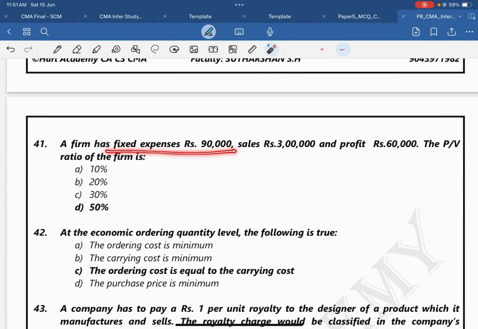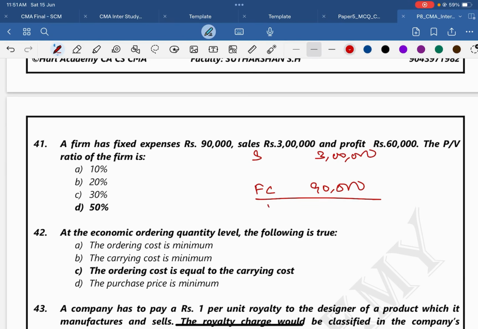A firm has fixed expenses of 90,000. Fixed cost is 90,000. Fine. Sales is 3 lakh. Profit is 60,000. They are asking the PV ratio. To find out the PV ratio, we need the contribution. So for the contribution, we will do the reverse calculation. Profit plus fixed cost is equal to contribution. We will add, it will become 1 lakh 50.